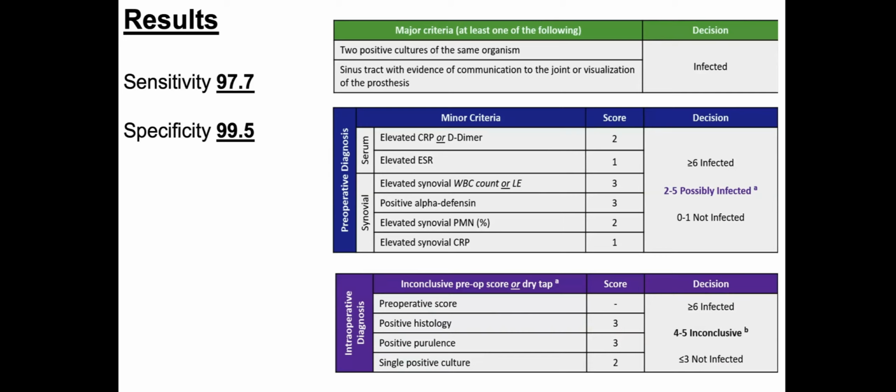The interesting thing about this was the sensitivity and specificity of this new scoring system was over 95%. So sensitivity was 97.7 and specificity was 99.5. So, a very well constructed algorithm by this group.